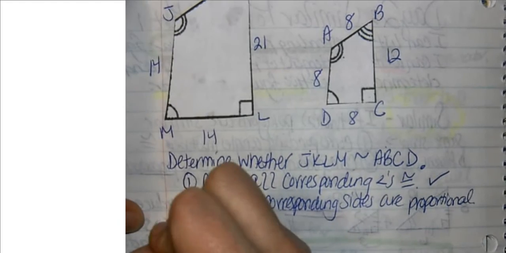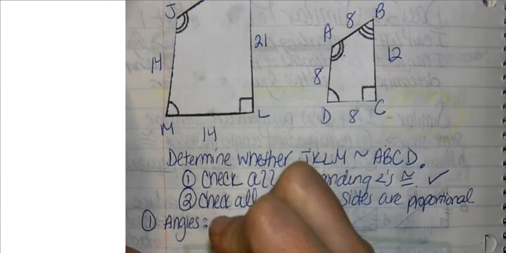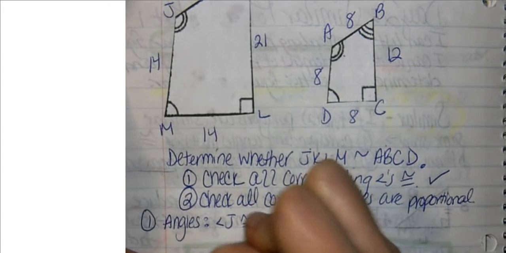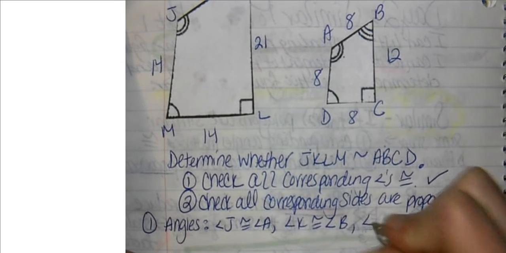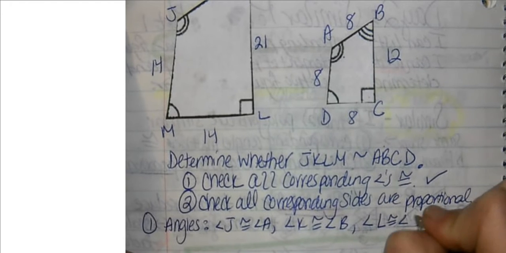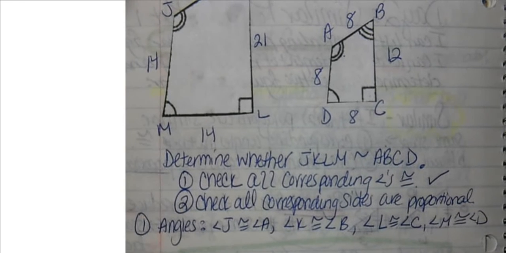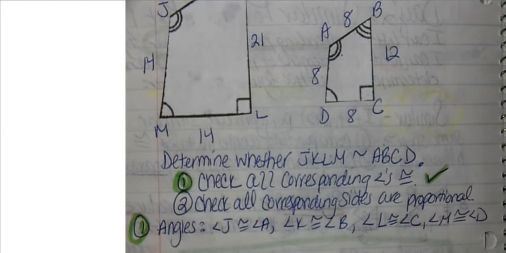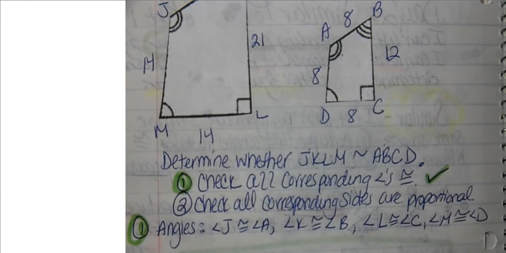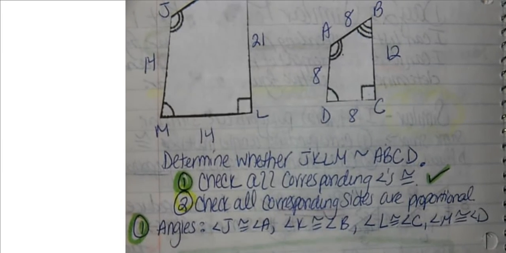So in terms of my angles, which is step number 1, I'm going to write this out: angle J is indeed congruent to angle A, angle K is indeed congruent to angle B, angle L is indeed congruent to angle C, and angle M is congruent to angle D. I'm just writing out what I already know. So that is the first thing I needed to do, verify my angles, and I already see that. So I'm going to put a very lovely check mark that I've already checked all of my corresponding angles are congruent. And now the second thing that I need to do is check that all corresponding sides are proportional.